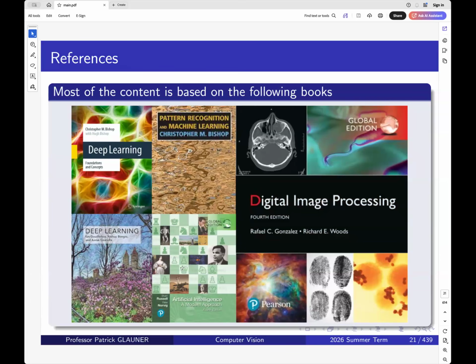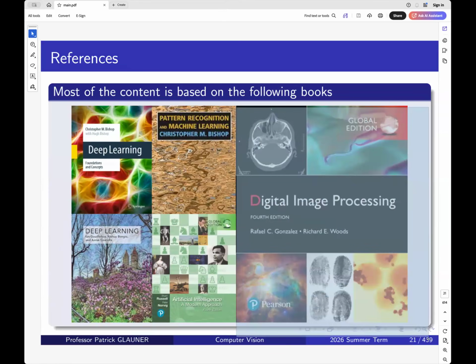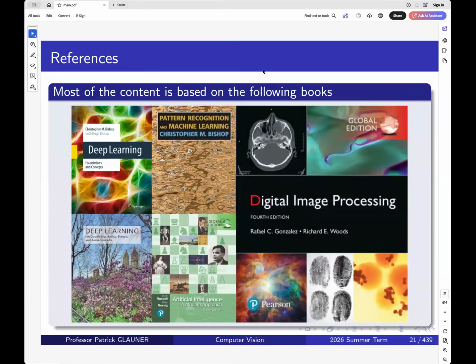And there are a couple of machine learning books or AI books that are helpful, like the classic deep learning book from Goodfellow and other authors. Some other deep learning book from Bishop, or the classic pattern recognition and machine learning book from Bishop, as well as the Russell Norvig textbook on AI. They all cover computer vision to some extent. This book here is focusing on digital image processing and computer vision.